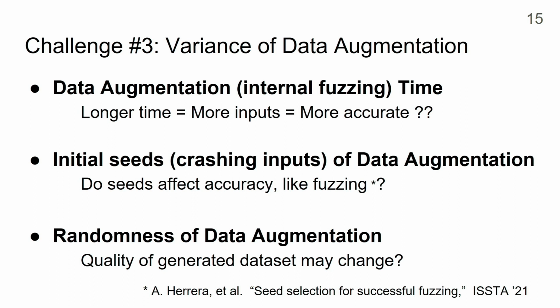The third factor is the randomness of fuzzing itself. As I mentioned, fuzzing is a stochastic process, so the generated dataset can change with each fuzzing run. However, in the existing evaluation, sometimes they use only one dataset from a single fuzzing run. So we have to evaluate with a more diverse dataset.